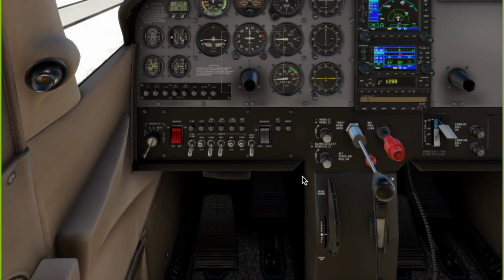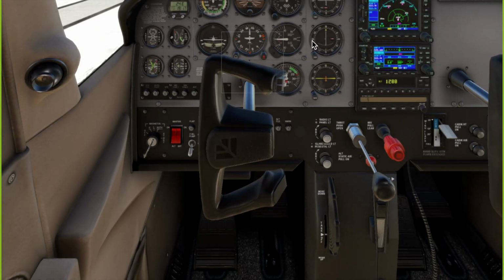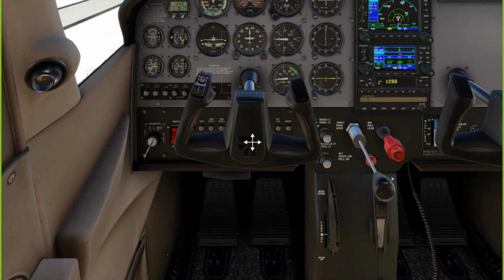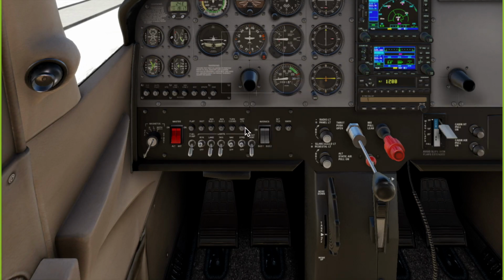Okay, there is a yoke here. And we're going to be using that. But so that you can see the instruments, I'm going to remove it. Okay, this is the throttle.